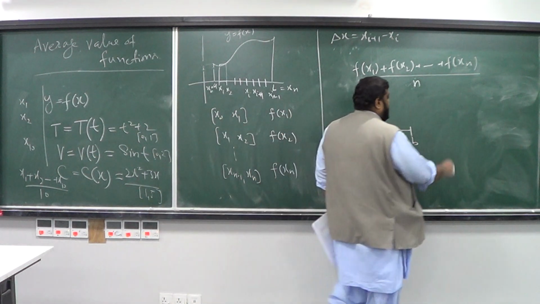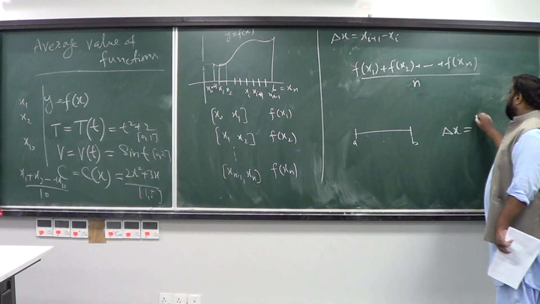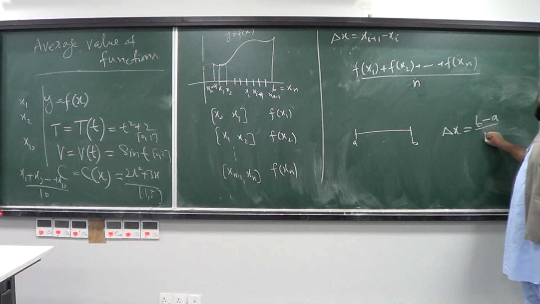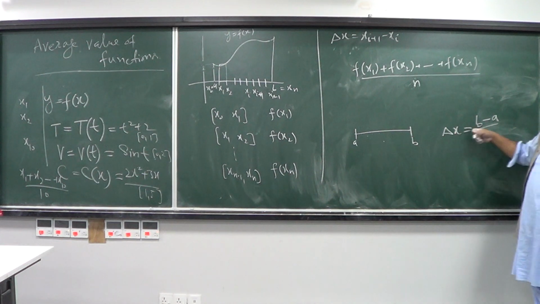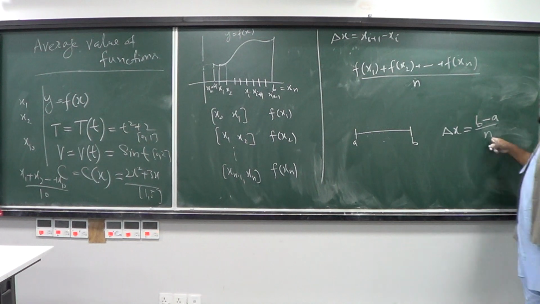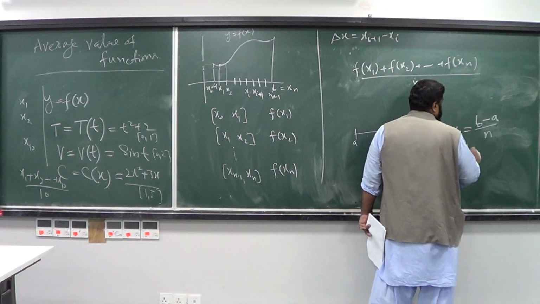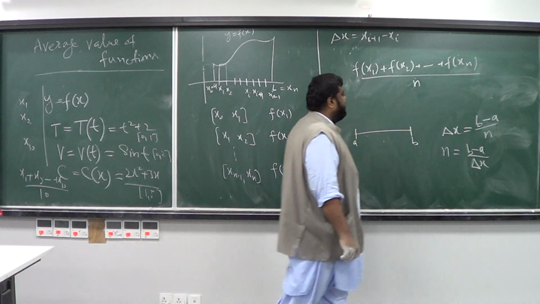So we're going to say that the length of each subinterval is delta x, and it is going to be the length b minus a of the interval split into the n parts. So delta x is (b minus a) over n. So this means n will become what? From this formula I can say n will become (b minus a) over delta x.